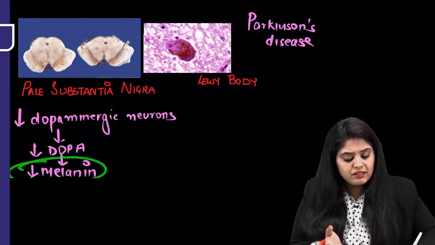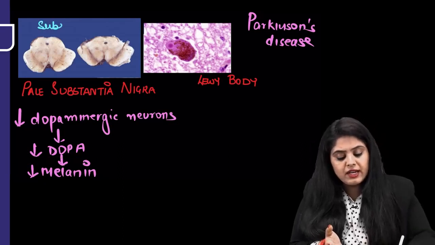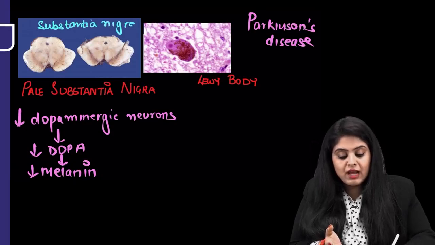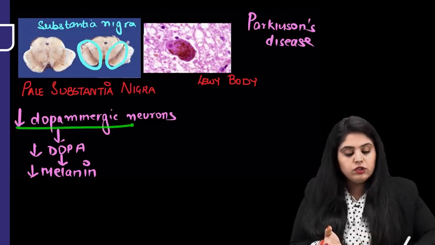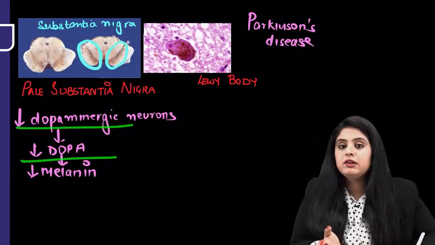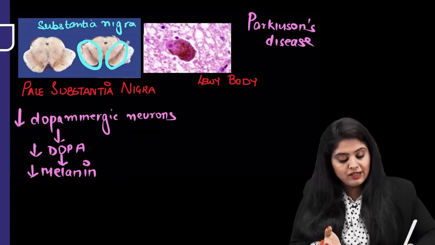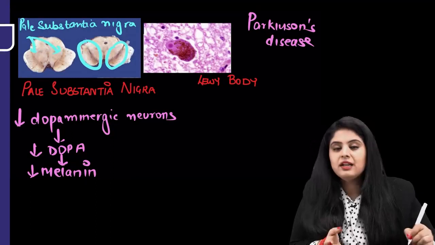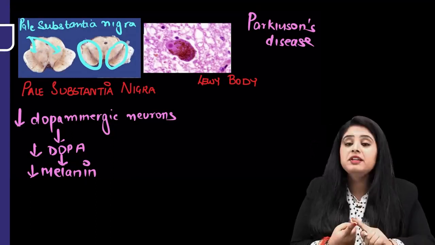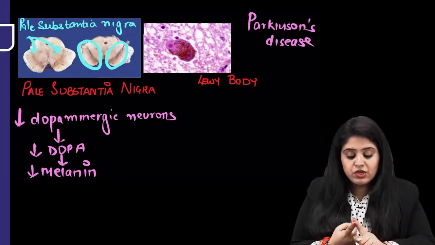Which part of the brain has melanin? It's the substantia nigra. So normally the substantia nigra was supposed to have a lot of brown color pigment, melanin. But now I'm saying because the dopaminergic neurons are not there, dopa is not there, melanin is not there. So can I say now what I'll see will be a very pale substantia nigra. The brown color will be less. That is one thing that you see in Parkinson's with its pathogenesis.